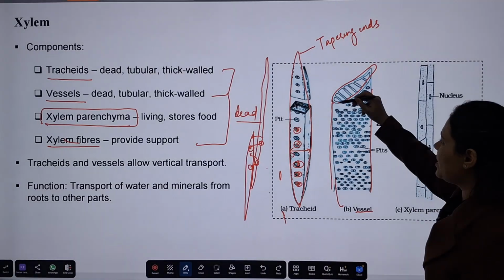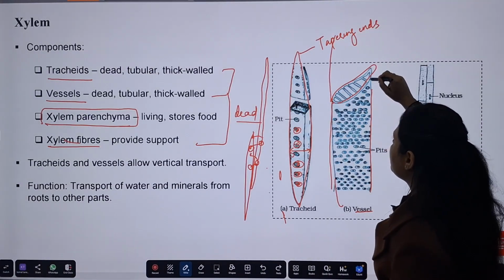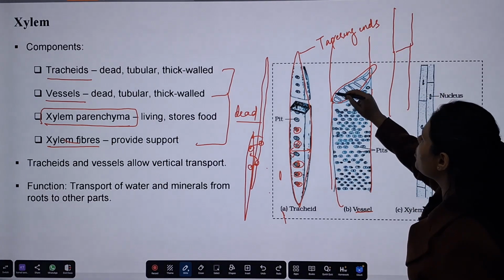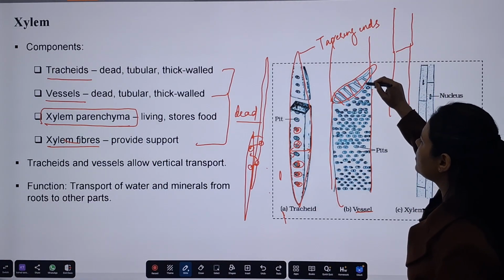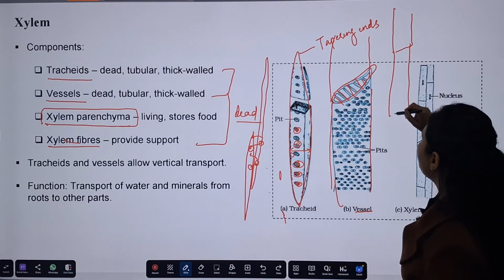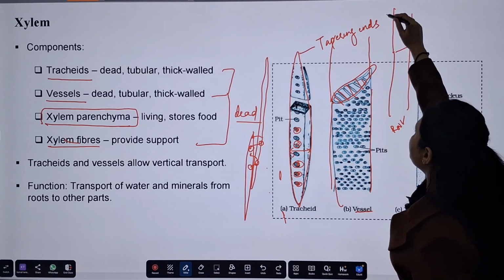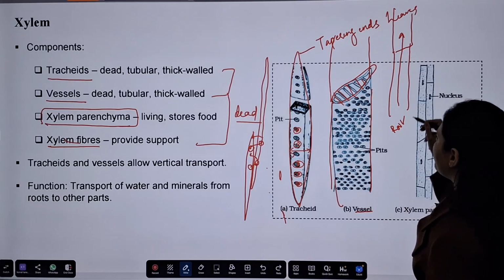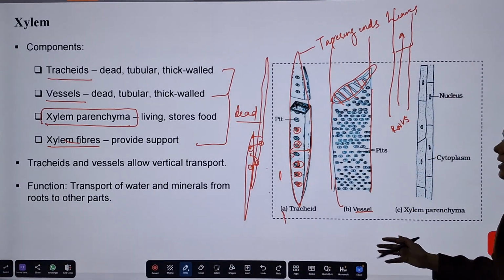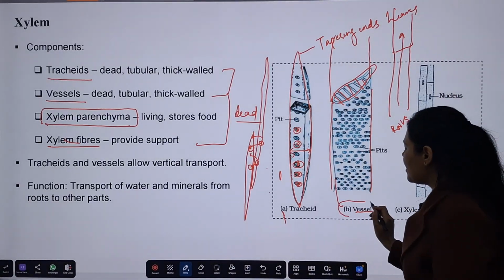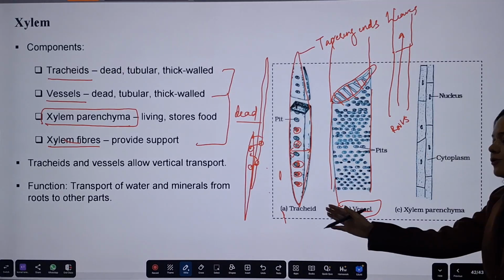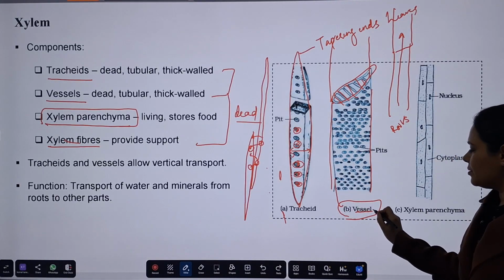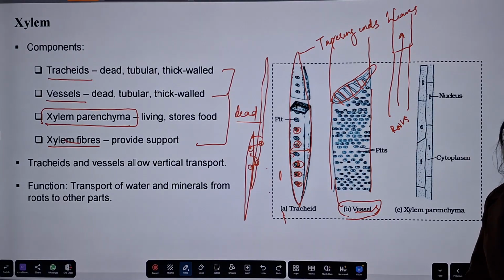And the vessels are arranged end to end, and their end walls are perforated. So water can easily move from root to leaves. There is unidirectional transport of water and minerals from roots to leaves via vessels. These are the main conducting cells. Tracheids also conduct water and minerals, but main conduction happens via vessels present in angiosperms.